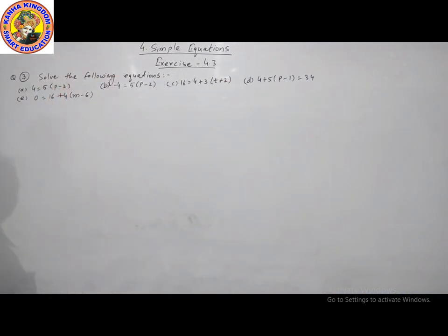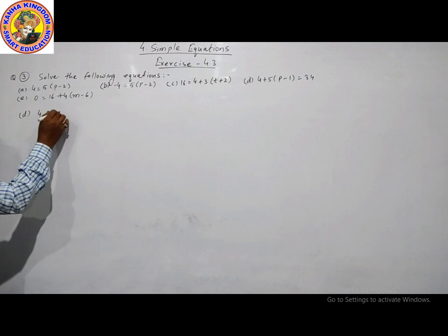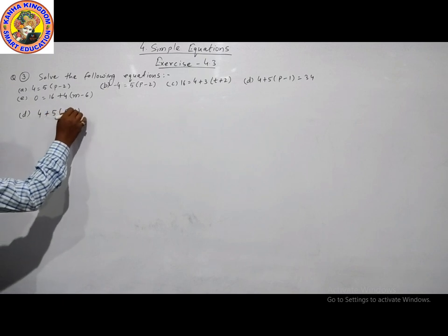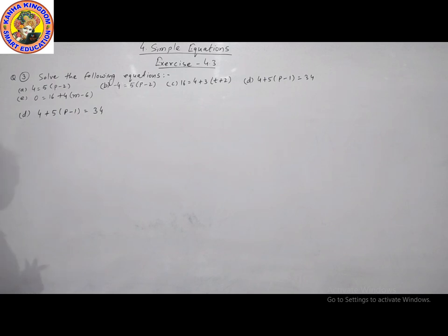Now we are taking our next part. Next part is part D. The equation is 4 plus 5 (p minus 1) is equal to 34. P minus 1 is in a bracket, then multiplied by 5, then plus 4. Here is multiply, here is plus. First of all we will solve plus. The plus 4 converts into minus 4.